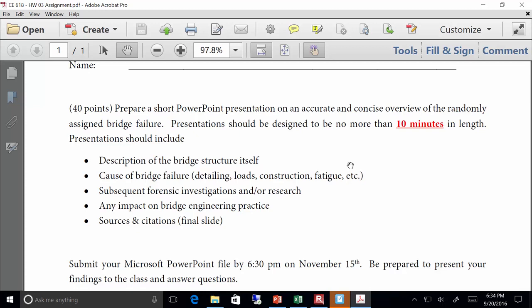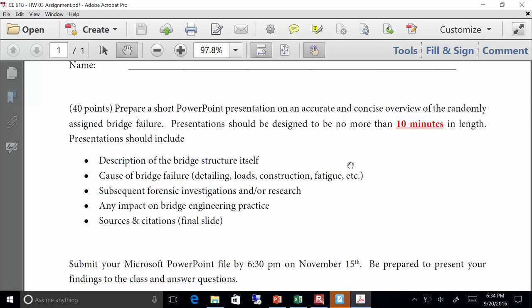Everybody has their own presentation, but I think it might be a way that we can relax and sit back and enjoy the ride, as it were. So you're going to prepare a short PowerPoint presentation. I've got 12 bridge engineering students in here, so it's only going to be about 10 minutes apiece, and then I might ask a question or two, and we'll move on to the next one. We'll just keep going, and that'll be the week before Thanksgiving break.